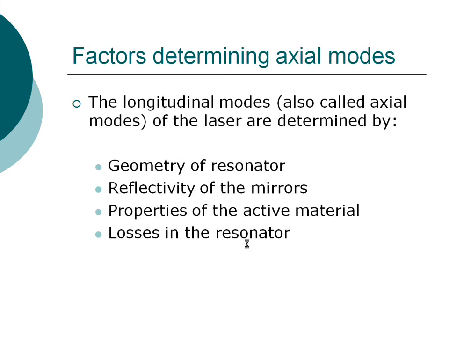So the longitudinal modes or the axial modes of the laser are determined by various factors, and these include the geometry of the resonator itself, the reflectivity of the mirrors at either end, the properties of the active material, and inevitably the losses in the resonator. And these losses, as we'll soon find out, are important in determining the gain of the laser.